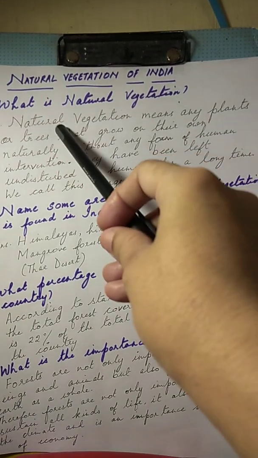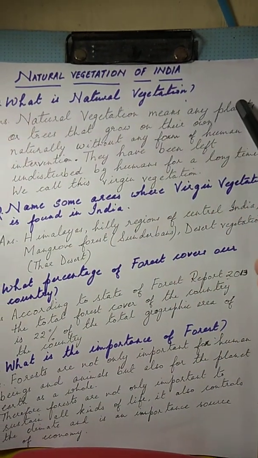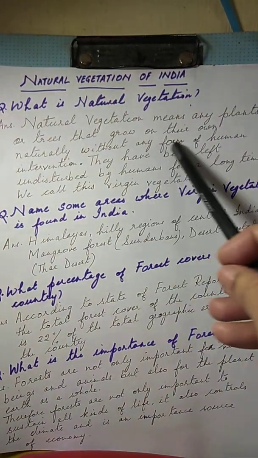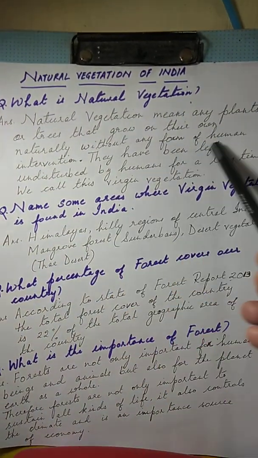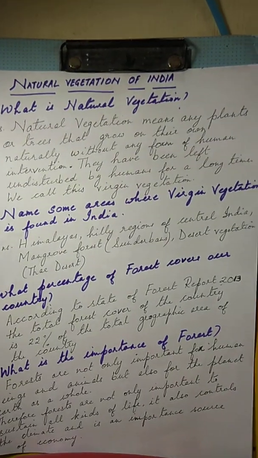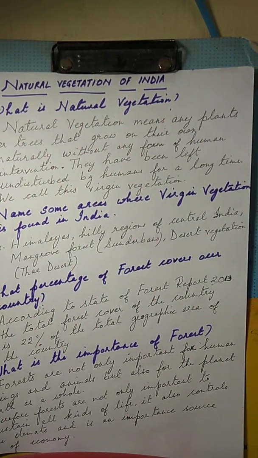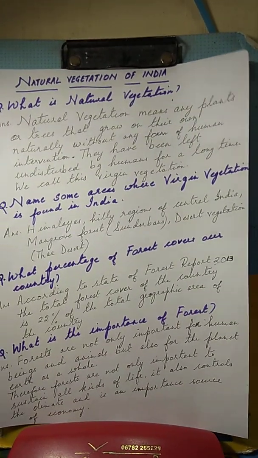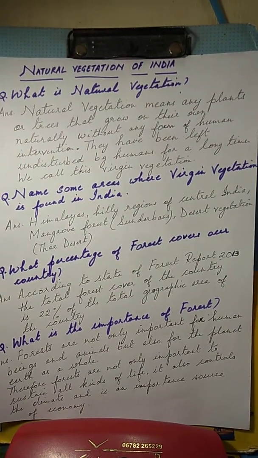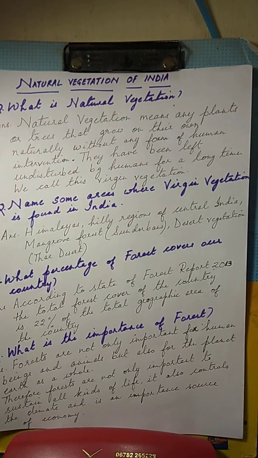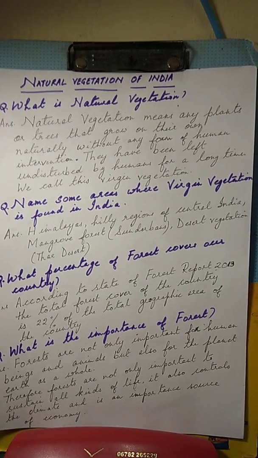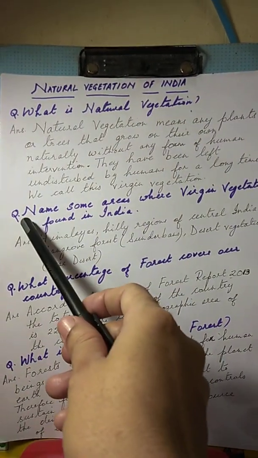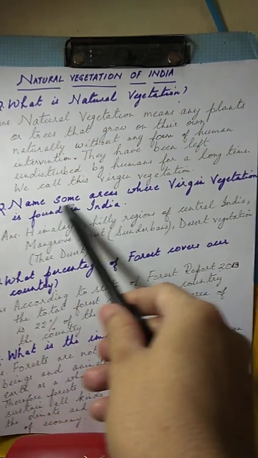So I repeat again, natural vegetation is all those plants and trees which grow on their own without any human interference or human intervention. They are called the natural vegetation. Now there are some areas all over the earth's surface which are left with natural vegetation which has not been tampered with by human interference, and there are only traces of such areas.